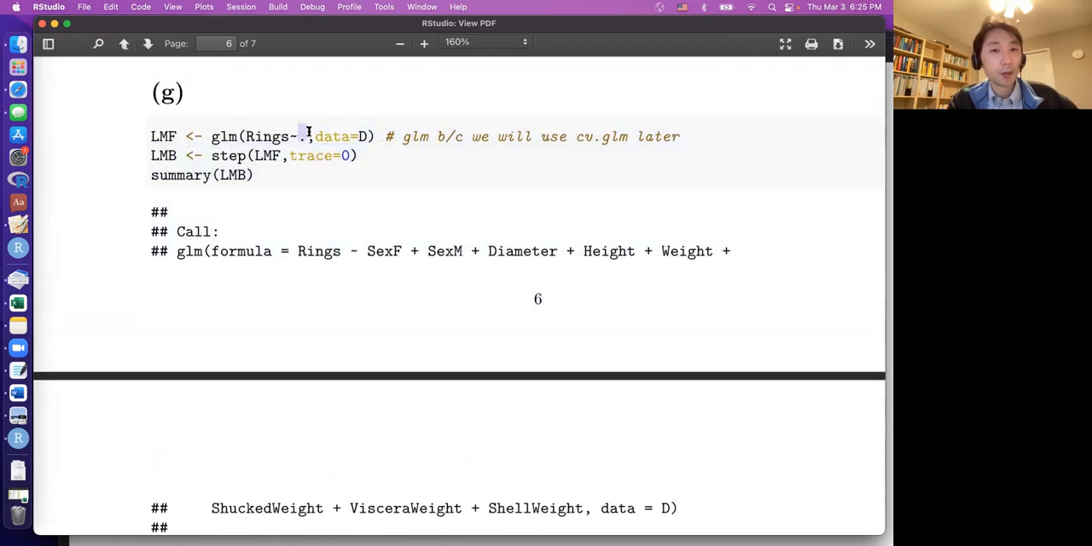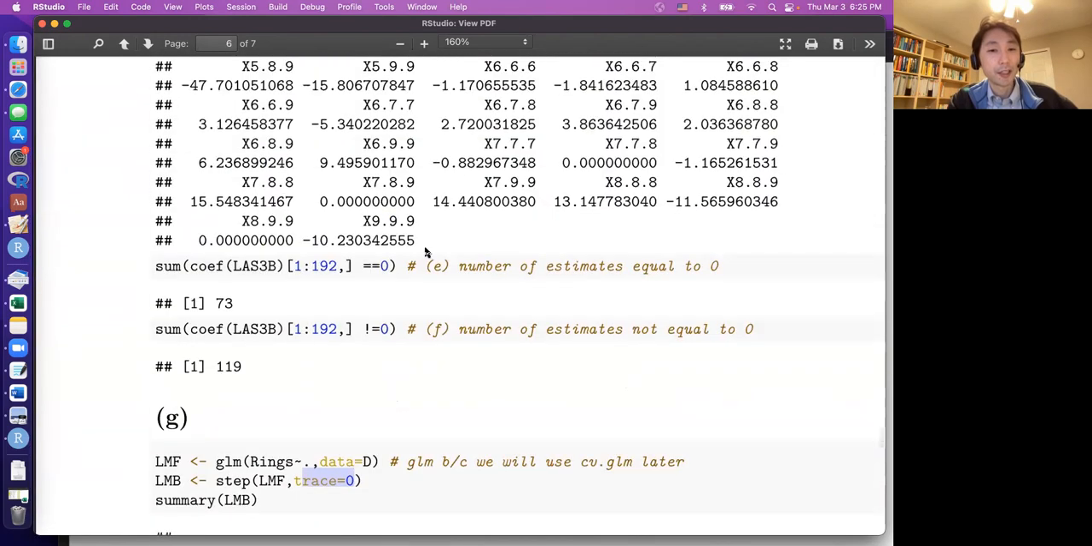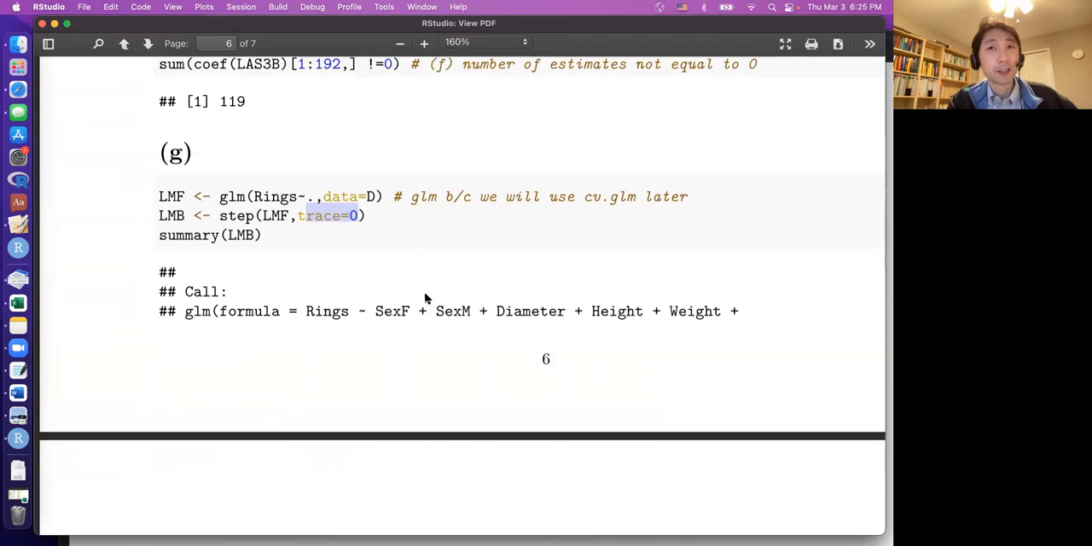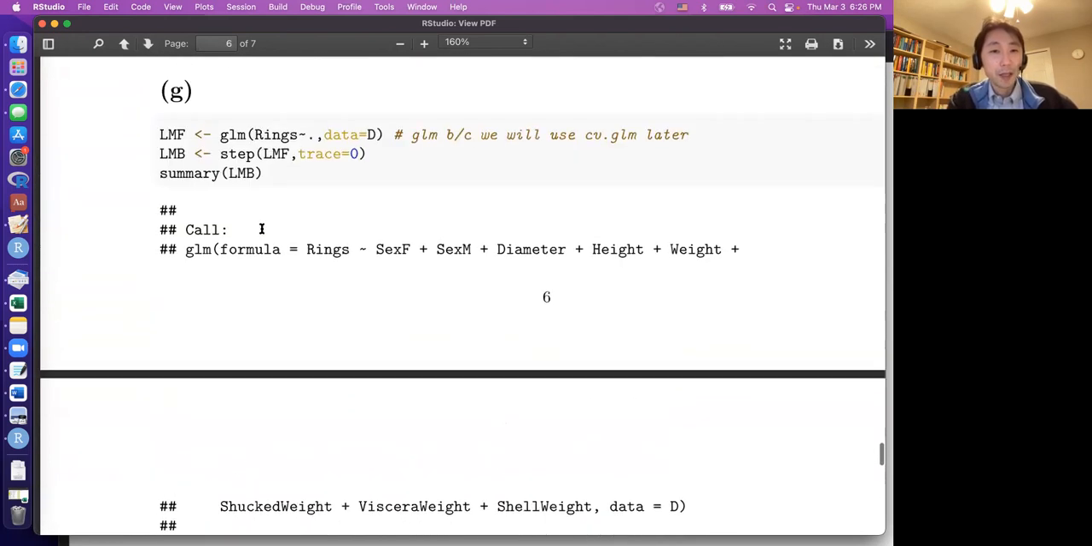And this is the full model. The dot means all variables except for rings. And the best model is the stepwise regression of the full model. And trace 0 basically does not return any intermediate model results. Especially in the midterm, you want to limit the number of pages, so trace 0 is a useful command. Otherwise, you will see all intermediate models.